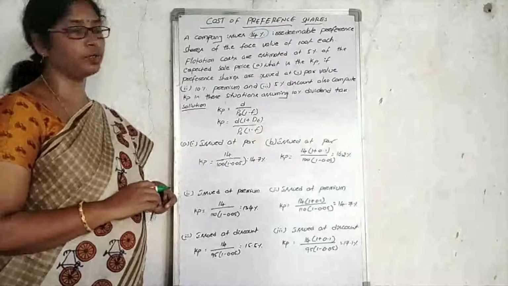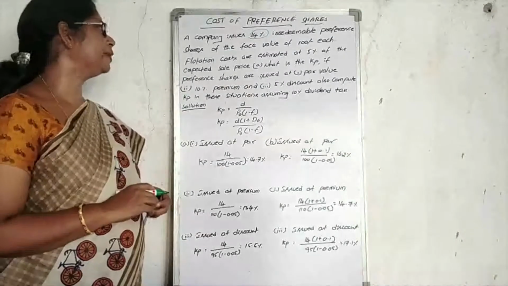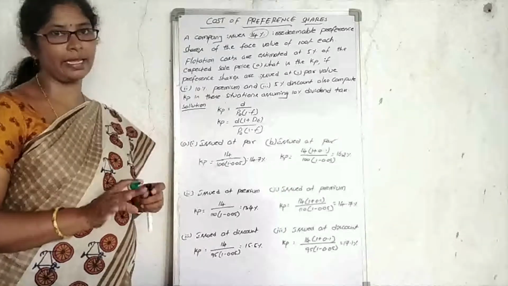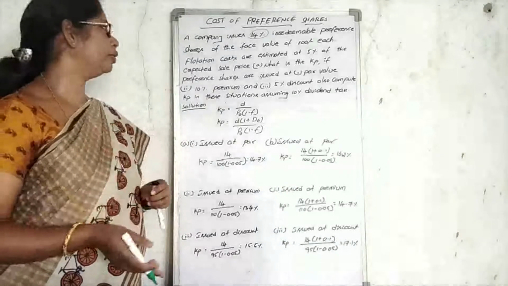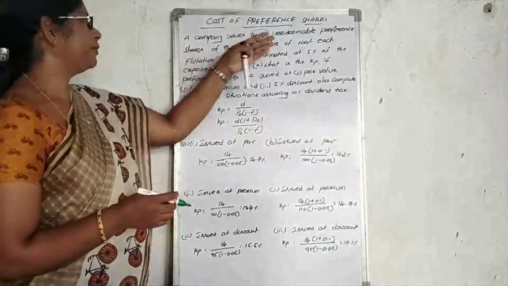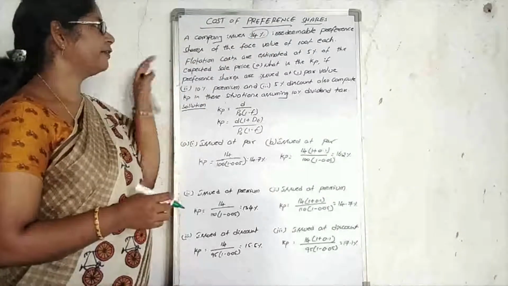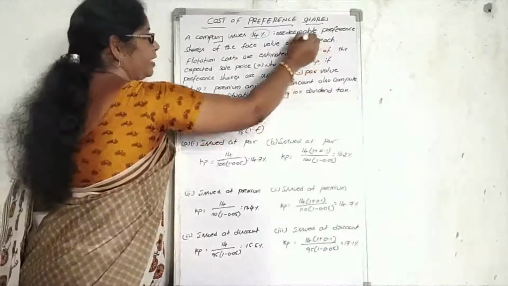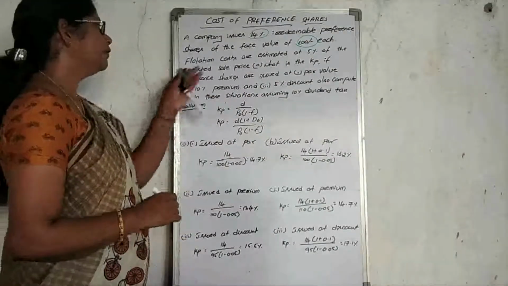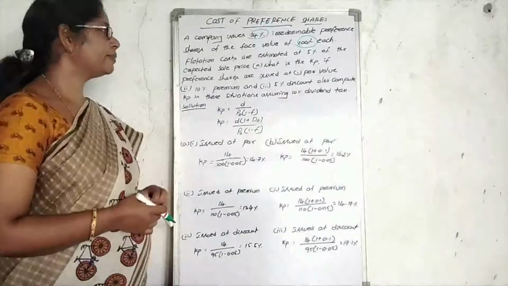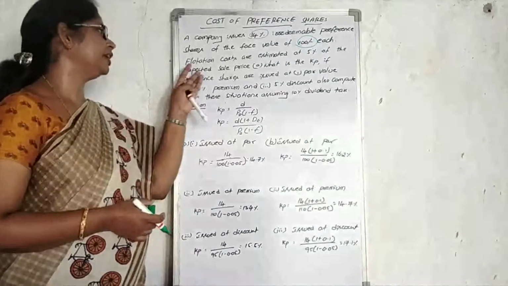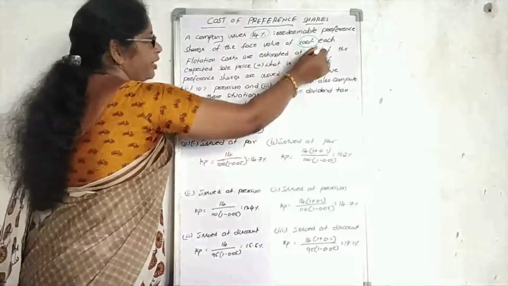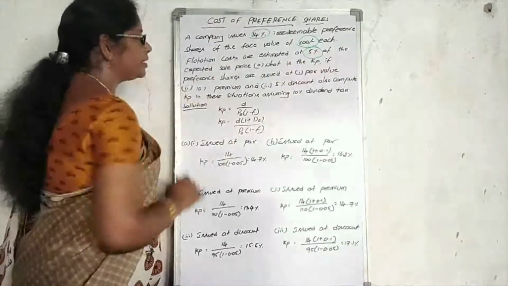A company issues 14% irredeemable preference shares. Irredeemable means the amount should not be redeemed. It should continue. Okay. Irredeemable preference shares of the face value of 100 rupees each. So here the face value is 100 rupees each. Flotation costs are estimated at 5% of the expected sale price. So here some flotation costs also are there, that is nothing but the expenses.